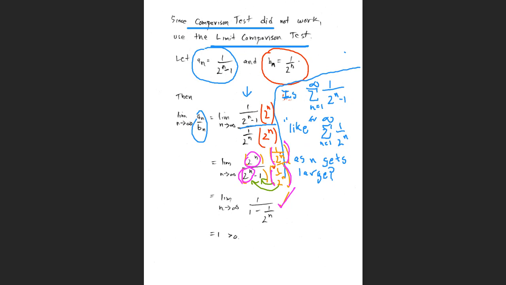Because as n goes to infinity, what does 1 over 2 to the nth power go to? It goes to 0, right? 2 to the nth power in the denominator gets big with n. 2 times 2 times 2 times 2 times 2. If you keep doing that, you're going to get a huge number. So 1 over that huge number is going to approach 0. So you end up getting a limit of 1.